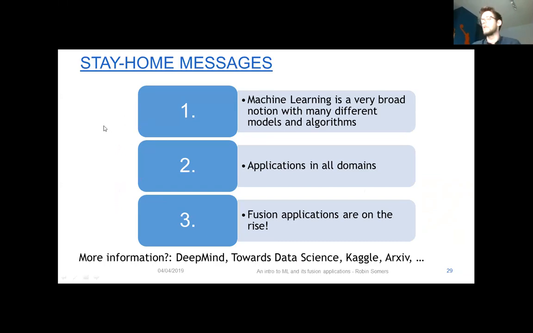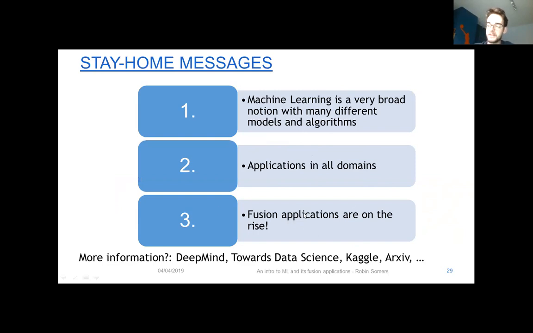Okay, so usually this part is called take-home messages, but since I assume all of you are already at home, these are stay-home messages. So there's 3 of them. The first one is machine learning is a very broad notion with many different models and algorithms. I tried to give a short, although it's already approaching half an hour, I'm very sorry for this, overview of machine learning. I hope you get to know at least some points. Then 2, you have applications in all domains. As I said, there's lots of different applications, pricing, and so on. But then the 3rd one, and maybe the most important one, of course, fusion applications are on the rise.